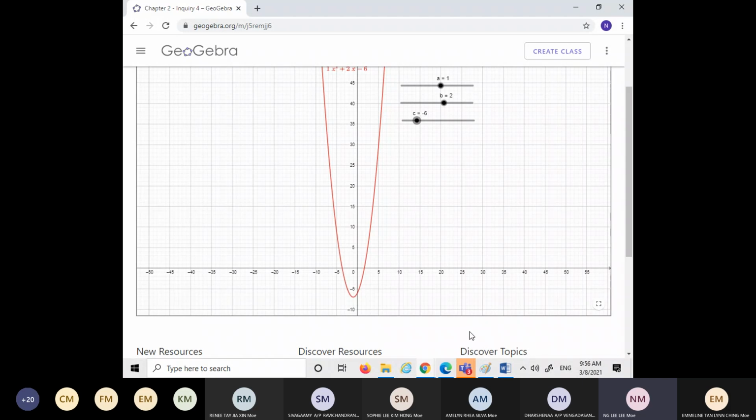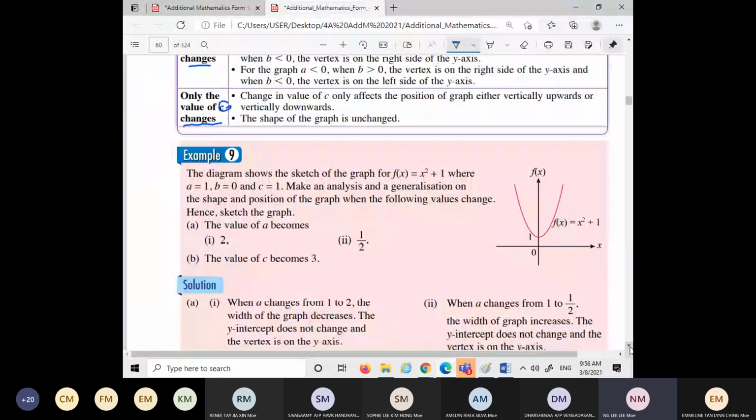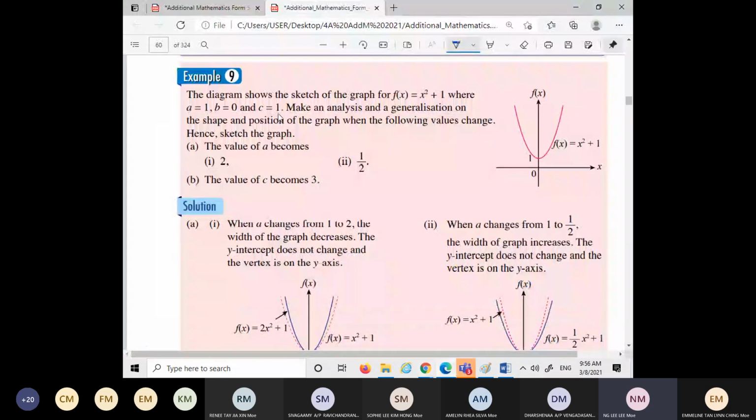I don't know whether I can go through 4 more minutes. Okay, example 9. Let us go through example 9.